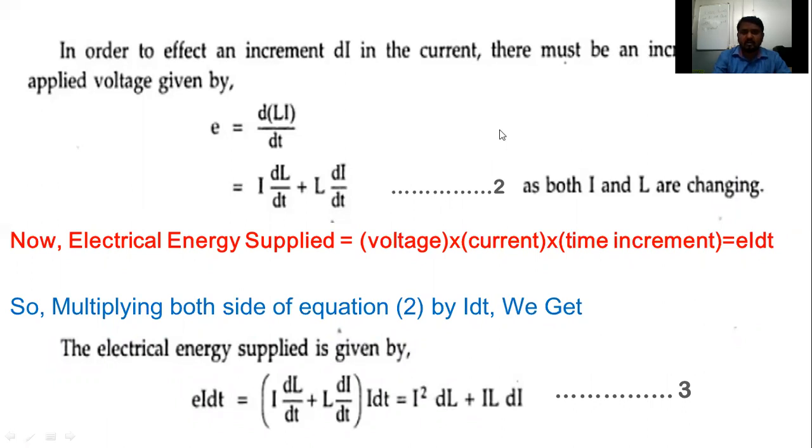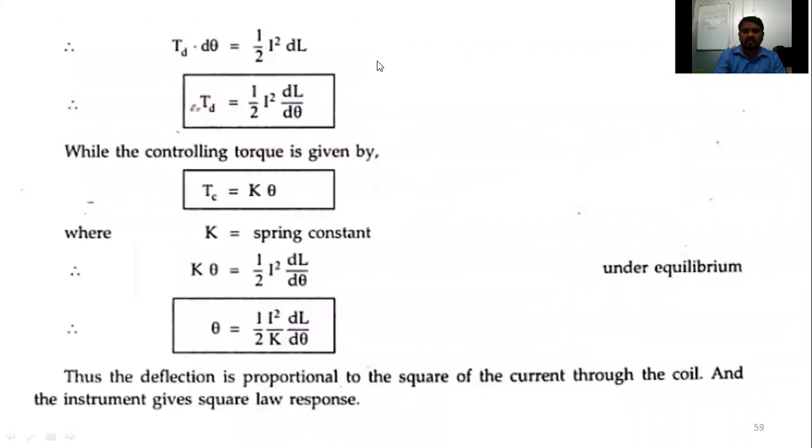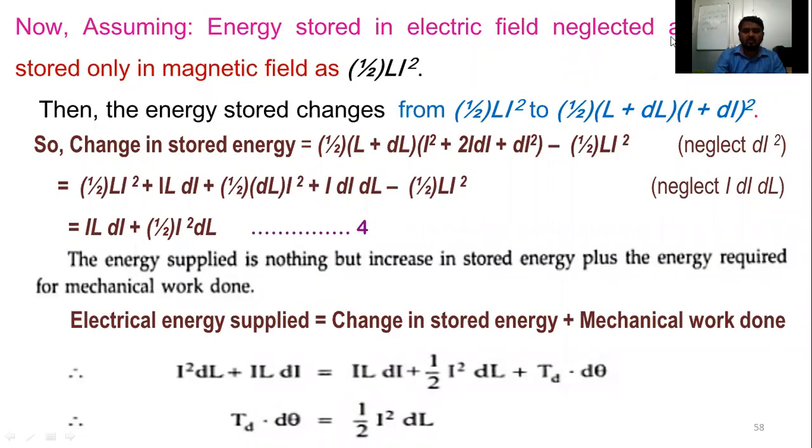Next we will go for the electrical energy stored here now. Where will the electrical energy be stored? In the magnetic field and in the electrical field. But the instrument is operating based on the magnetic field only. So whatever energy is stored in the electrical field, we are going to neglect. Only the energy stored in the magnetic field we will consider, as 1 by 2 L i square. So energy stored only in the magnetic field is 1 by 2 L i square. Initially the energy stored here is 1 by 2 L i square.